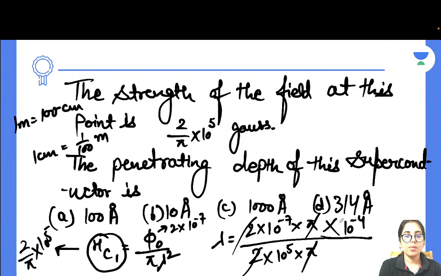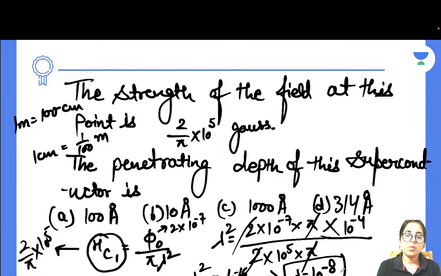Now you can simplify this part and you will be getting the value of lambda. This was lambda square actually. So 10 to the power negative 7, 10 to the power negative 4, which is giving you 10 to the power negative 11, and then 5 more, that will give you 16. 10 to the power negative 16. That's your lambda square. So lambda is equal to what? 10 to the power negative 8, right?